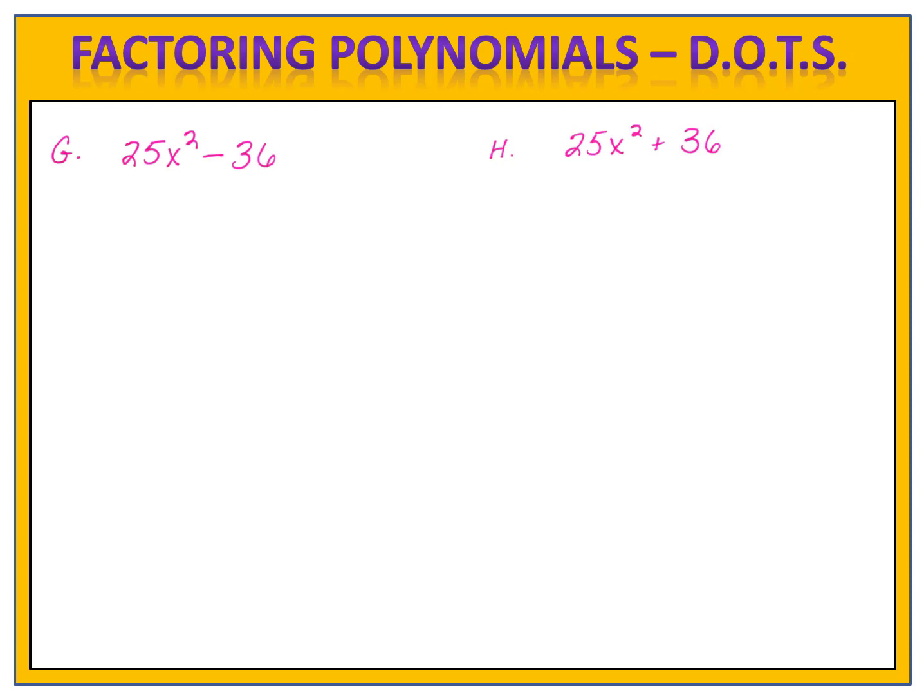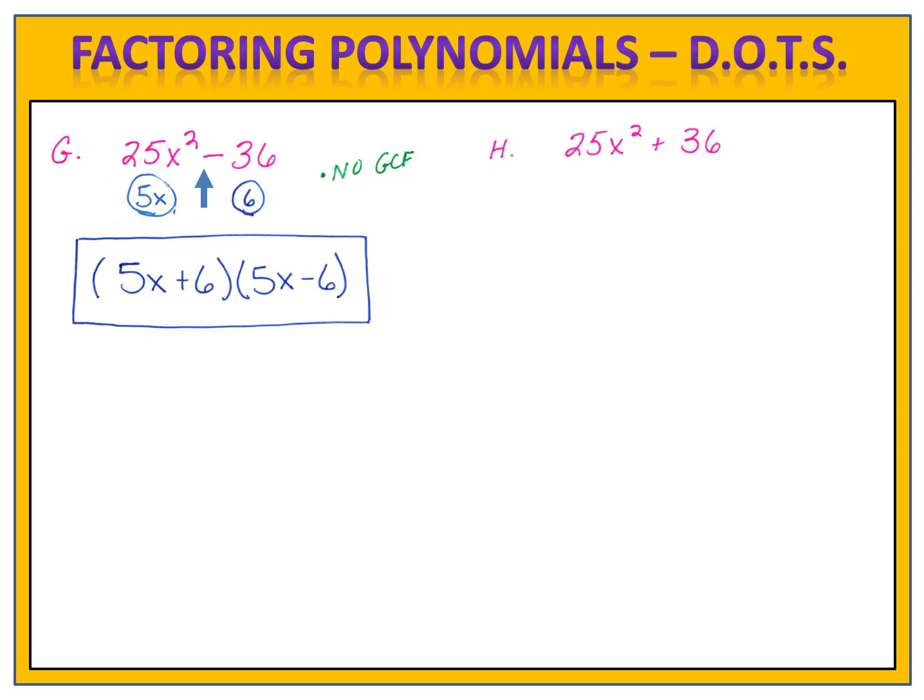In exercise G, the first thing I look for is to see if I have a greatest common factor. I do not. Then I look to see if I have a difference of two perfect squares. I do. 25x squared is 5x times 5x. 36 is 6 times 6, and the two terms are connected by subtraction. This binomial factors into 5x plus 6 and 5x minus 6.